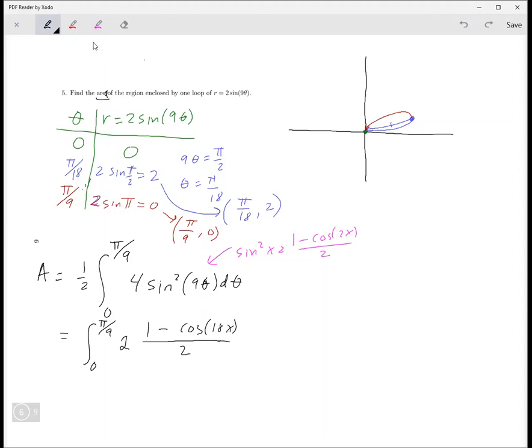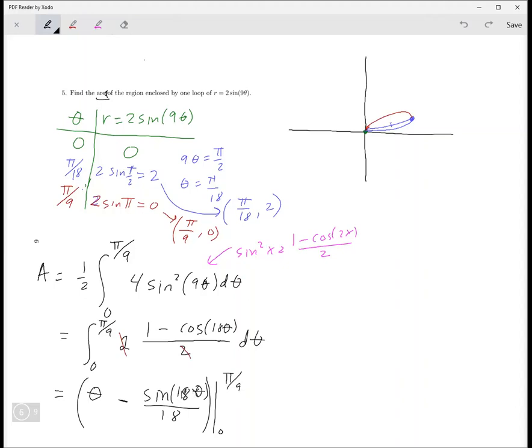So you get that. And then, yay, the 2's are going to cancel. That's really nice. So we just basically have 1 minus cosine 18 theta, antiderivative with respect to theta. And then let's see, sine of 18 theta over 18, evaluated from 0 to pi over 9.